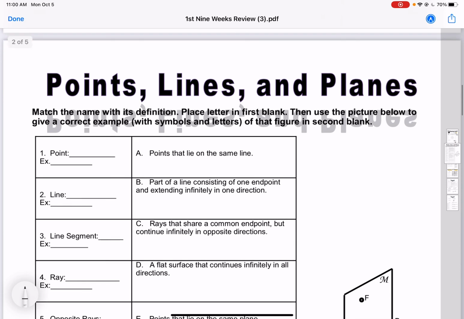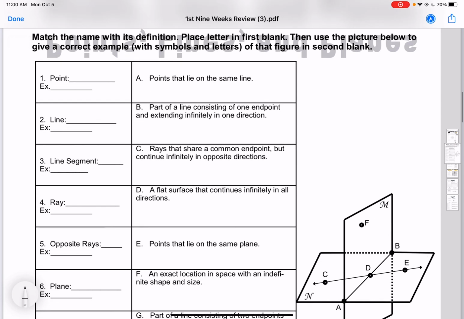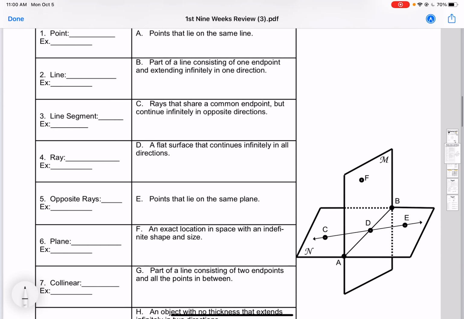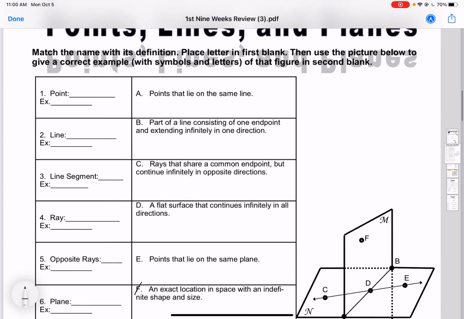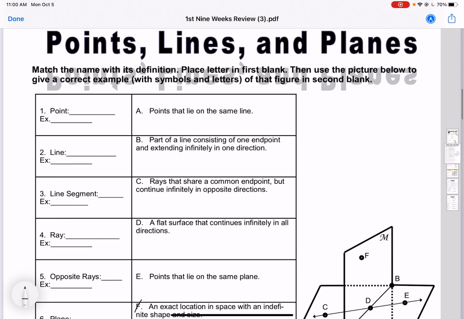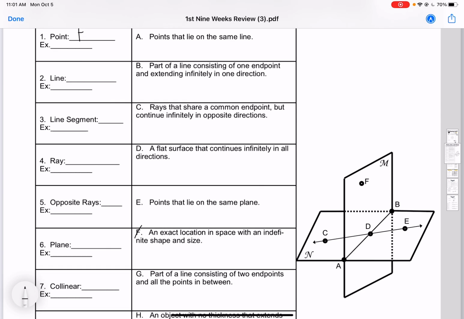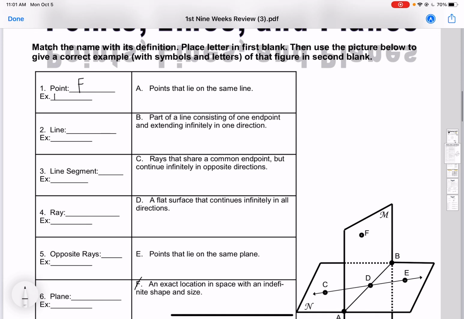All right, points, lines, and planes. So here's how it goes. I want you to find the definition. So you're going to match the definition. So a point is a location. So that's F. Okay, exact location in space with an indefinite shape and size. Then I want you to come to this picture right here on the right-hand side, and I want you to just choose an example. So literally anything. So like point F is one. Point B is also one. Point A is also one. It doesn't matter. All of those are points.